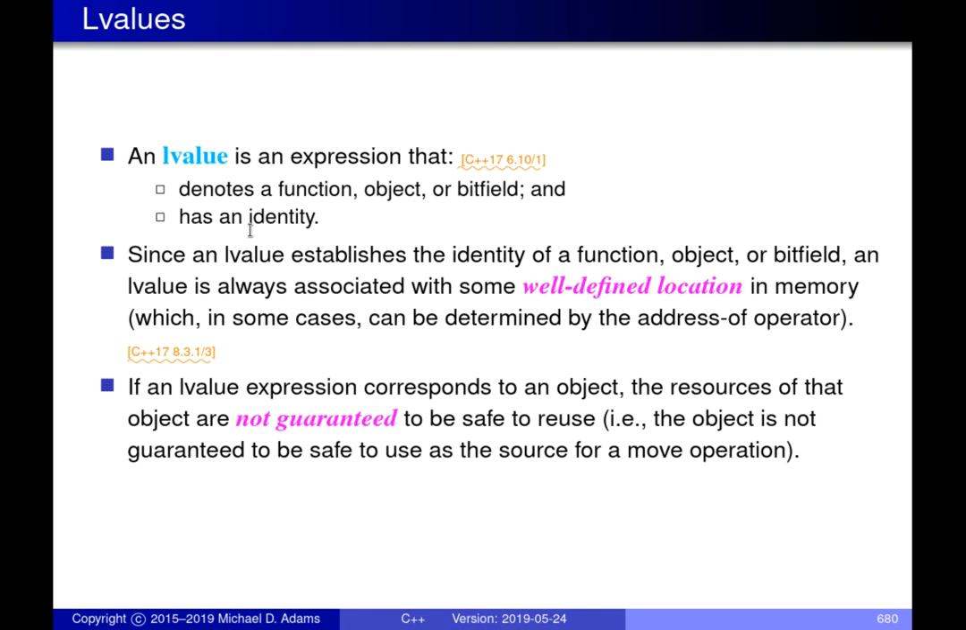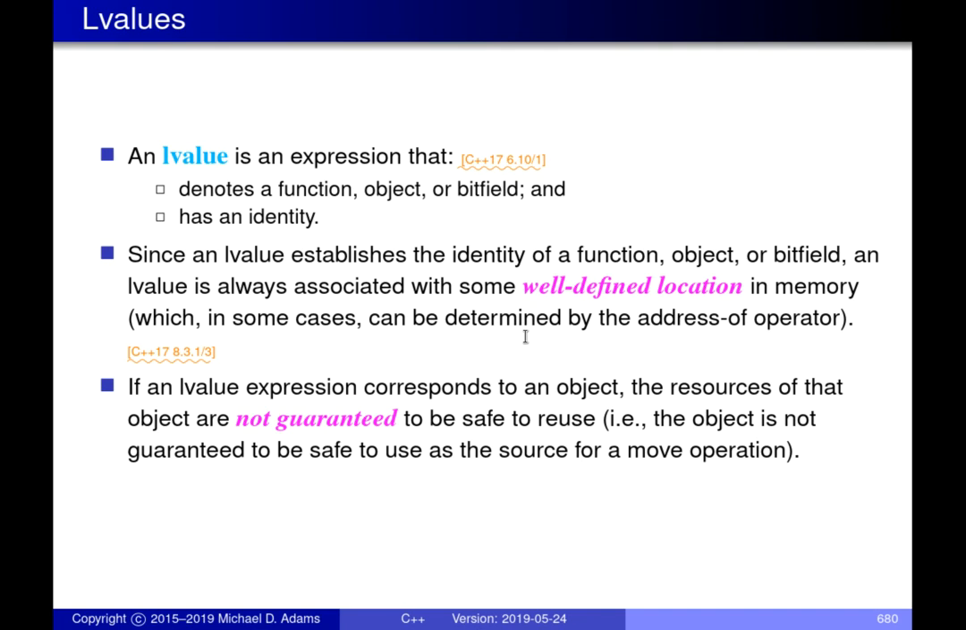And an L value expression is something that has an identity. Because it has an identity, if it's an object, it has some kind of well-defined location in memory. We can take the address of something that's an L value expression, either a function or an object that has some well-defined location in memory. There's a little bit of a caveat here, though, because you can overload the address-of operator. In principle, you could overload it so it doesn't actually give the address; it gives some other thing. So as long as there's not weird things going on like that, you can, in principle, find the address of something. Anyway, that's why it says in some cases you can determine the address.